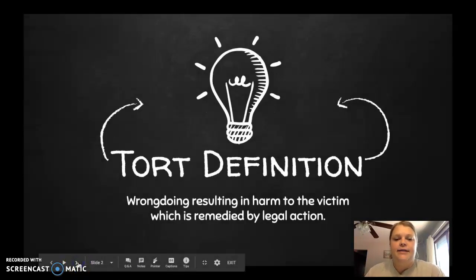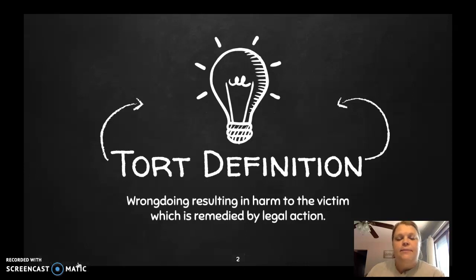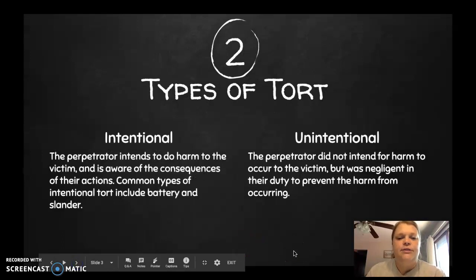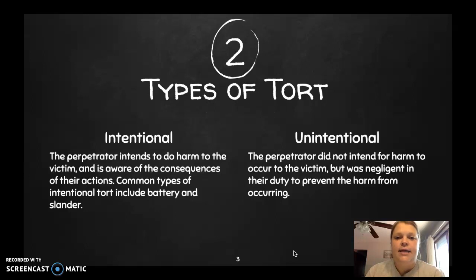Tort is defined as harmful wrongdoing to a victim, which is usually remedied by legal action. There are two types of tort, intentional and unintentional. Intentional tort means that you intended to harm somebody and you're aware of the consequences before you acted. Some types of common tort you might find in a school could be battery and slander.